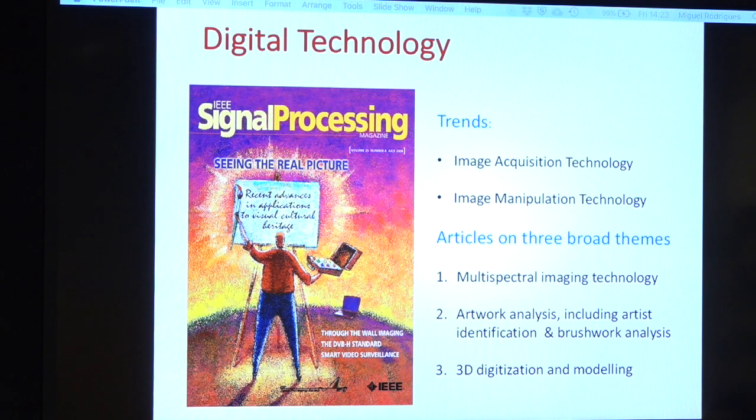So here there were a number of articles covering topics such as new image acquisition equipment, in particular multispectral image acquisition equipment, as well as image manipulation technology to try to understand, for example, how to derive knowledge from the digital data that they were able to acquire from a painting. There were also articles on artwork analysis, including the identification of artists, as well as the analysis of the brushwork, in particular brushwork of Van Gogh.